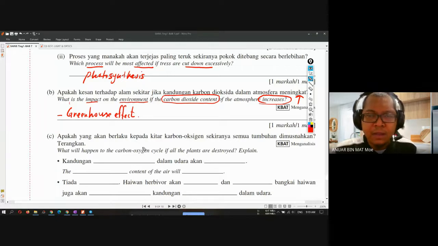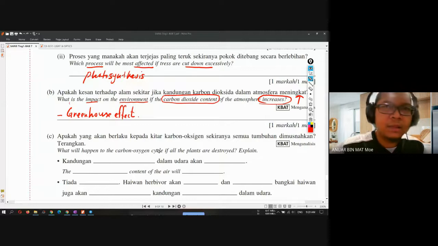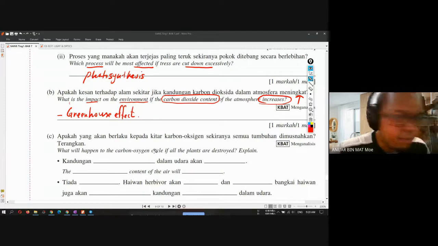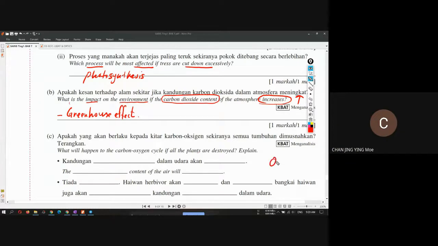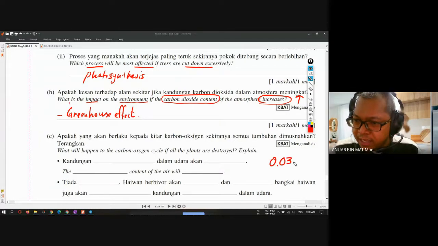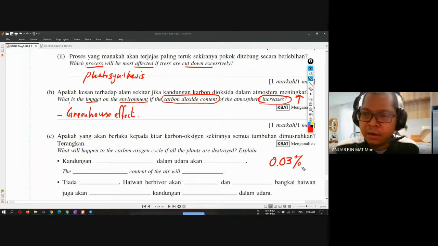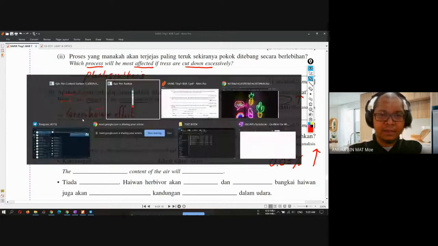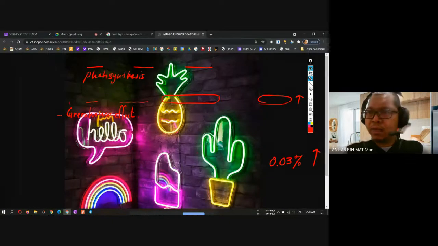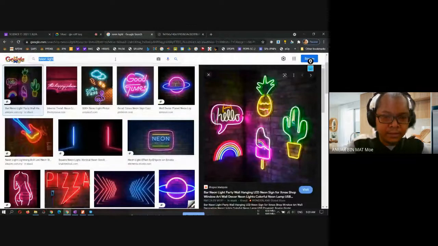Because right now, what is the percentage of carbon dioxide in the composition of our air? It's about 0.03%. Carbon dioxide in our air is 0.03%, but there is a problem. When the percentage of carbon dioxide increases, one of the effects is what we call the greenhouse effect. Before that, what is the greenhouse effect? I'll try to explain to you right now.